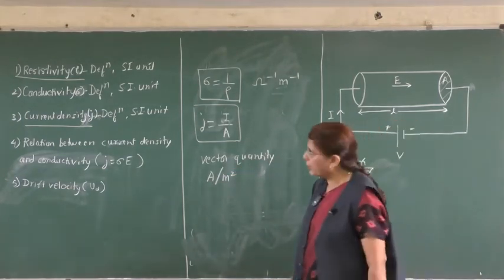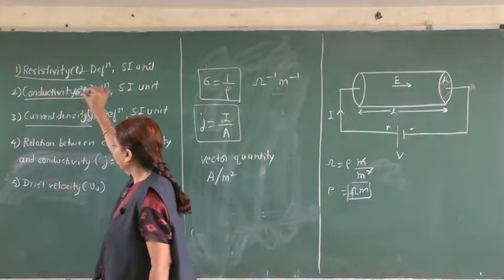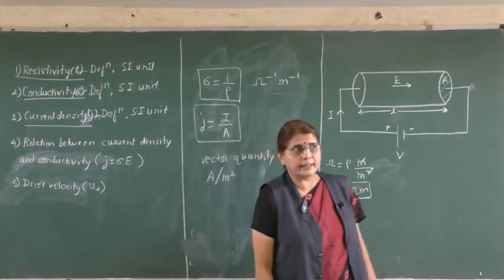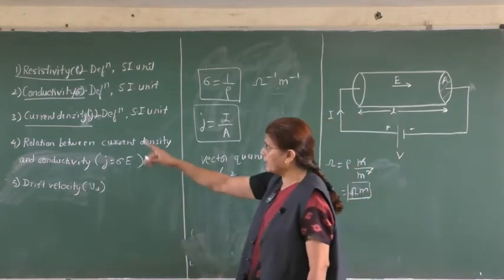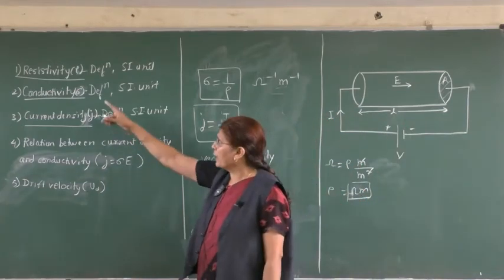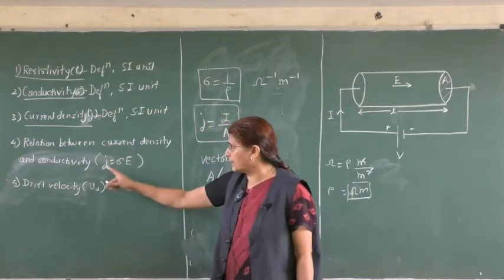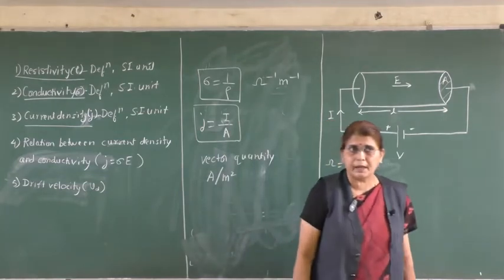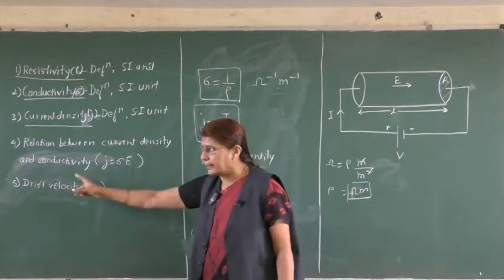So now we have defined two very important terms here: one is conductivity, another is current density. Now there is a relation between current density and conductivity, so we shall find out the relation. There is a small derivation to find the relation between sigma and J. This relation I have written here: J is equal to sigma E. This is the relation between current density and conductivity.